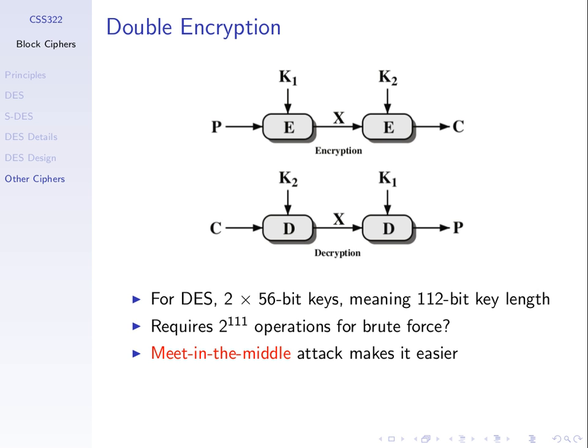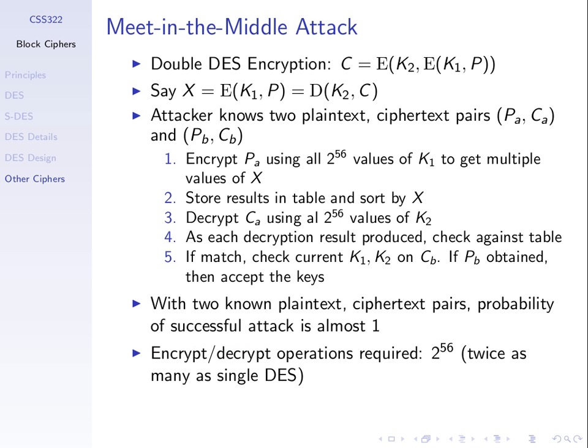And that attack is called a meet in the middle attack, because we encrypt from one side and get the value of x, and then we come from the other direction, we decrypt and get the same value of x. We meet in the middle of that double DES. The end result, it's about twice as hard as single DES, which is not so useful.